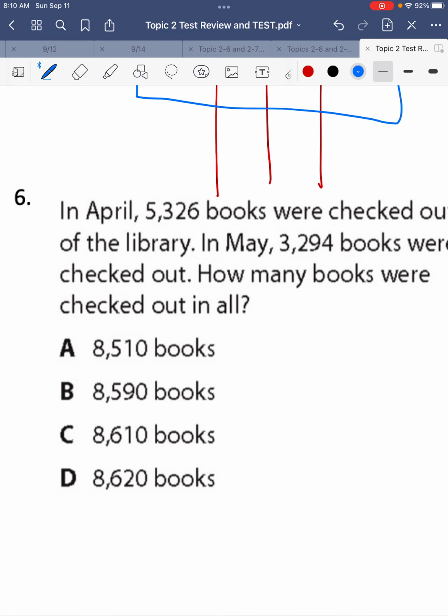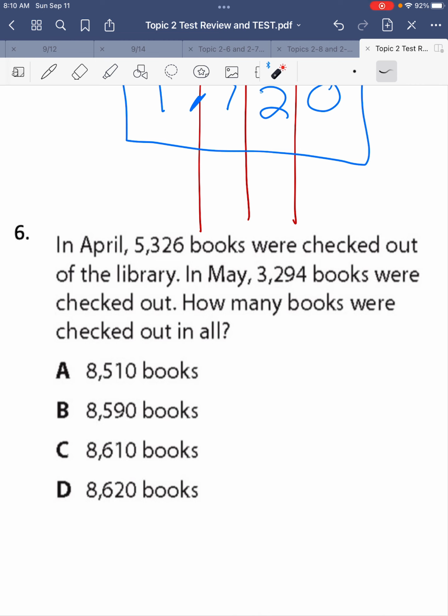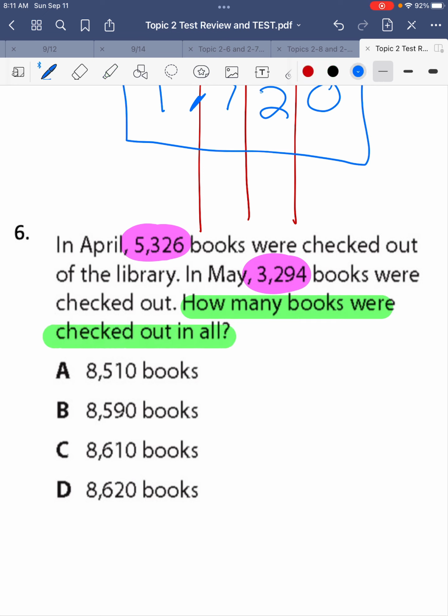Number 6, in April, 5,326 books were checked out of the library. In May, 3,294 books were checked out. How many books were checked out in all? So we'll do my cubes, circle my important numbers, underline my question, how many books were checked out in all, box in my keywords. In all tells me I'm going to add.